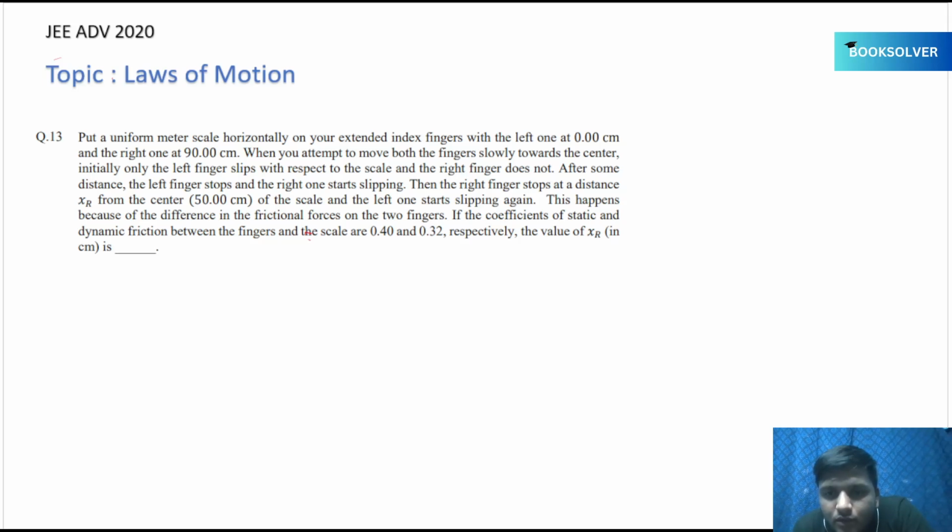Hello everyone. So today we are solving another question of JEE 2020, the topic of laws of motion. So let's read the question.